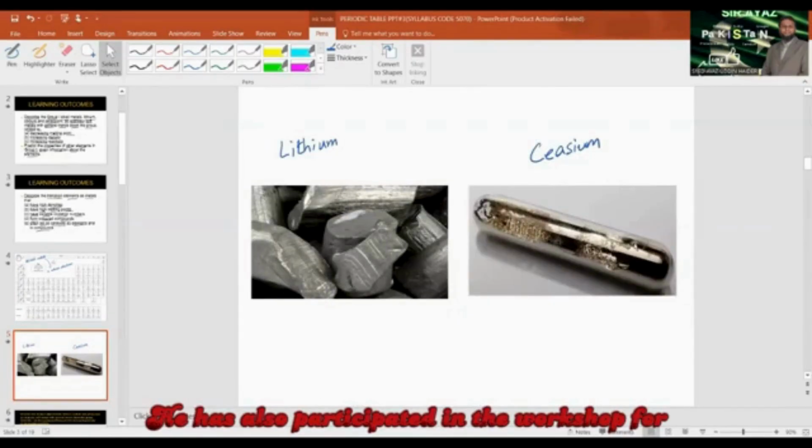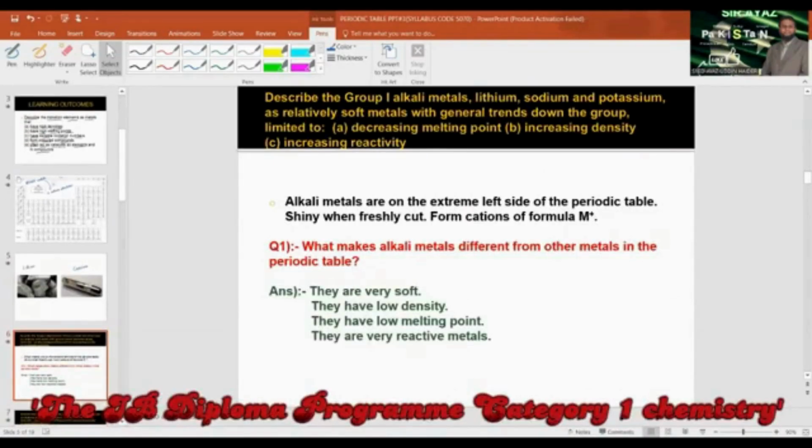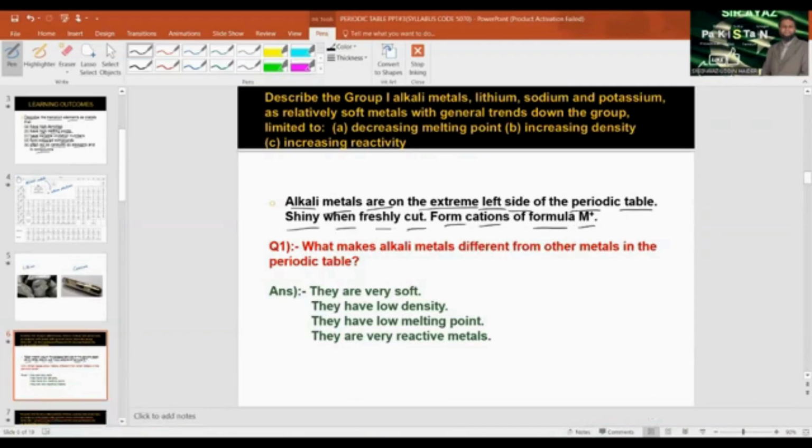Cesium melts on our palm because the melting point of cesium is lower than 30 degrees centigrade, or around 30 degrees centigrade. So let's continue talking about these alkali metals. Alkali metals are on the extreme left side of the periodic table. They're shiny when freshly cut. They form cations of formula M+, which means they lose 1 electron.